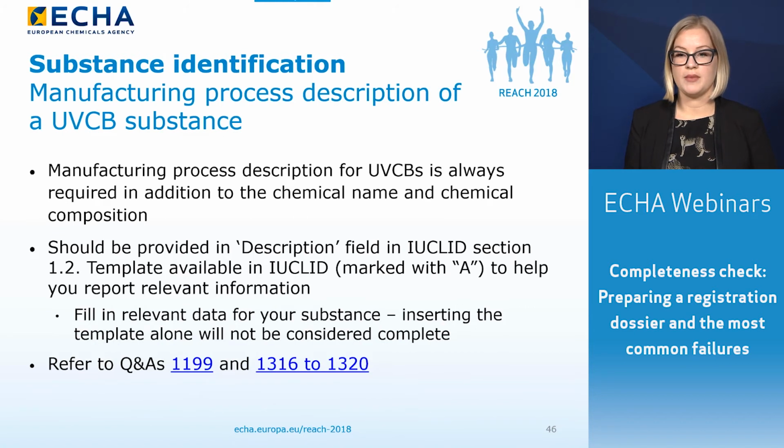Now we move on to the manufacturing process description of a UVCB substance, which I will call MPD for short and clarification. The manufacturing process description for UVCB is always required in addition to the chemical name and chemical composition. You can provide your MPD in the field Description in EUCLID section 1.2.